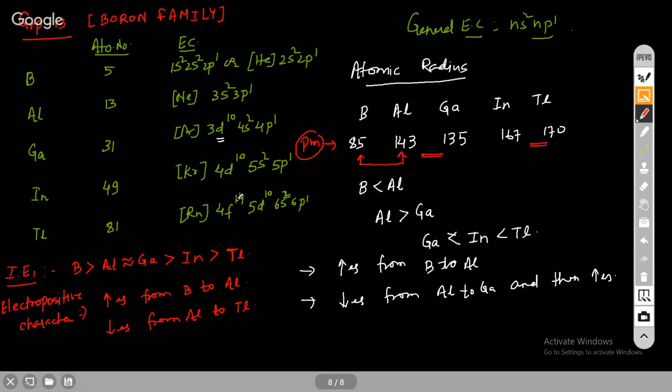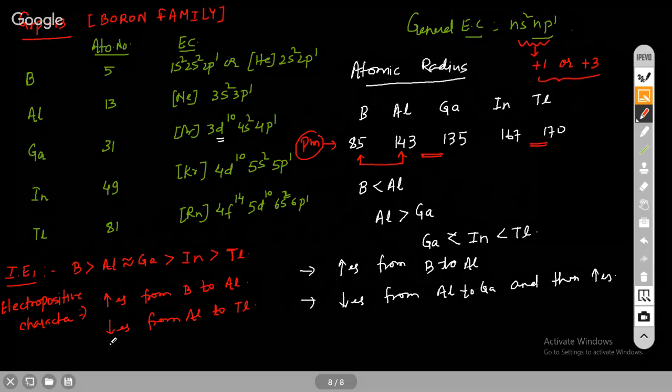Now you see the general electronic configuration is ns2 np1. So its possible oxidation state is what? It can have +1 or +3. When it loses one electron from here, it is +1. When it loses all these three electrons, it is +3.